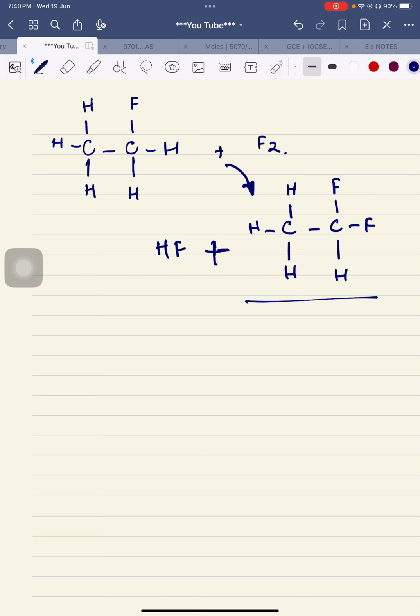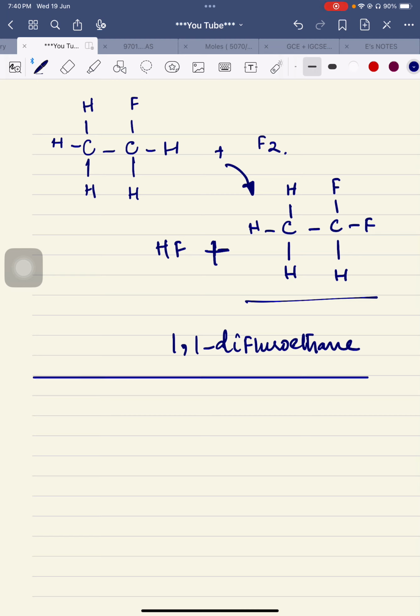So what is the name of this compound? It is 1,1-difluoroethane. There is no dash among the alphabets. There is a dash between a number and an alphabet, and there is a comma among the numbers. This is called the rules for naming. I'll bring your attention to the rules for naming of organic compounds separately. Now I am bringing your attention to the next point.